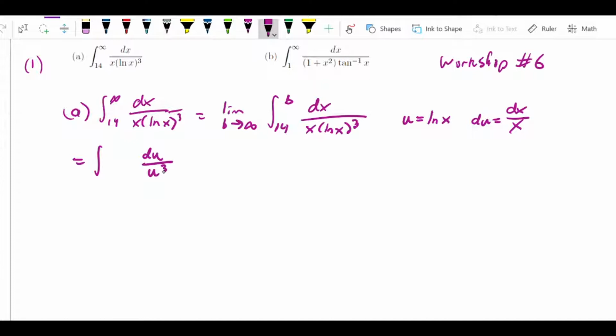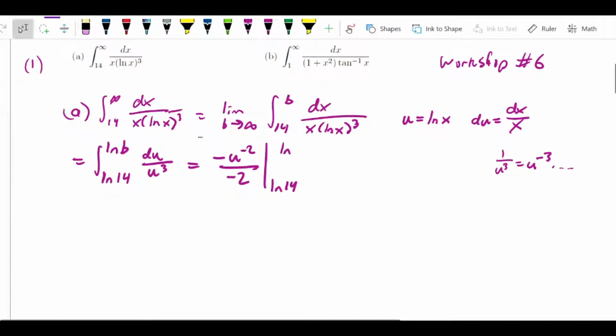Now, I have to put in the limits of integration. If u equals ln x, the bottom limit of integration should be ln 14, and the top limit should be ln of b. So this now becomes negative u to the negative 2 over negative 2. I'm doing that a little in line, but we know that 1 over u cubed is equal to u to the negative 3. So you simply proceed from there to find the antiderivative in the normal way. That's going to be from ln 14 to ln b.